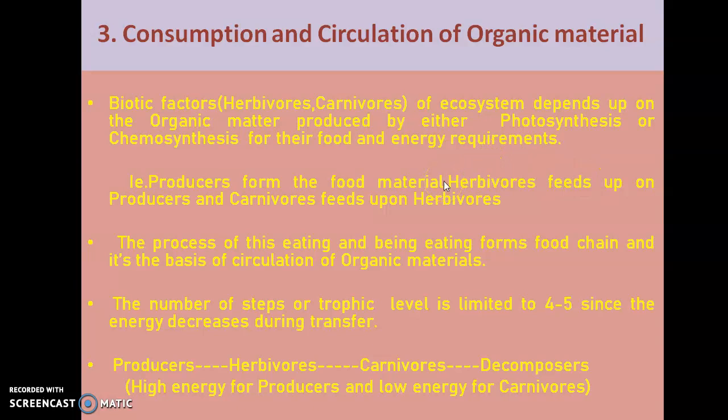This process of eating and being eaten forms the food chain, and it is the basis of circulation of organic material. The number of steps of the trophic level is limited to 4 to 5 since the energy decreases during each transfer. Okay, so this is a simple representation of a food chain. It starts from producers, then herbivores, then carnivores and decomposers. Compared to these four groups, the highest energy is found in the producers, and as it moves to the succeeding trophic levels, the energy is greatly reduced and it is least in decomposers.